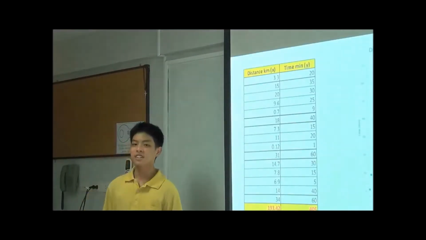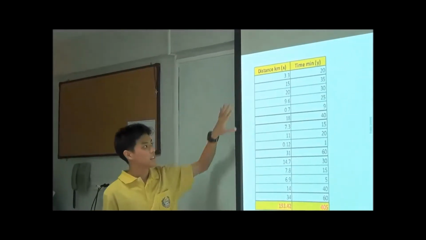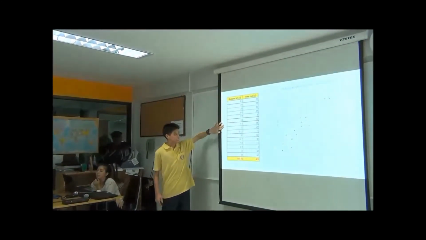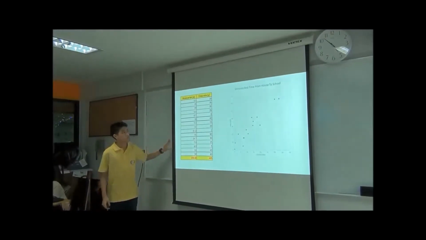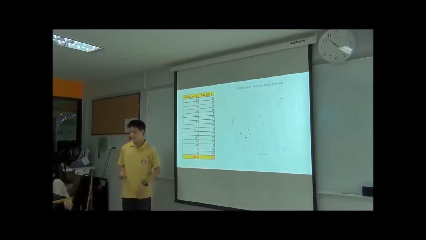After I got the distance and the time of the 15 people, I put them in a data table, and here's the distance of the 15 people and the time. After I put them in the table, I plotted a scatter diagram using Excel.